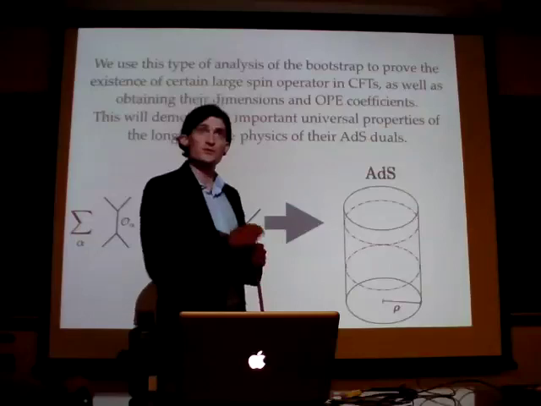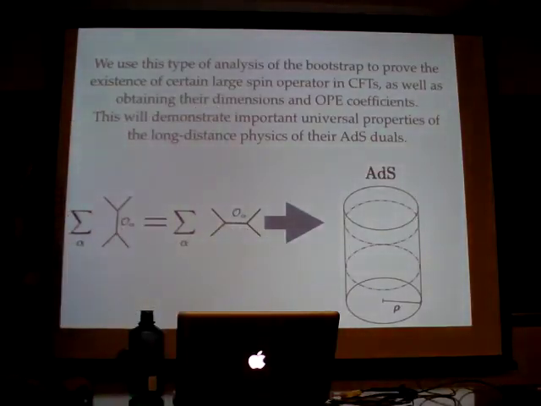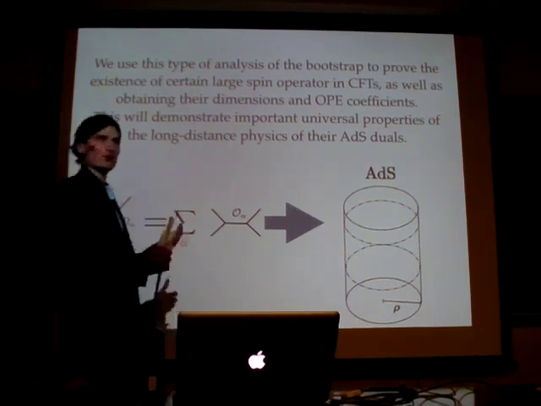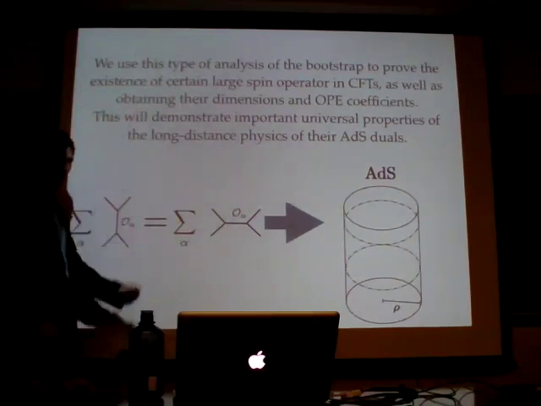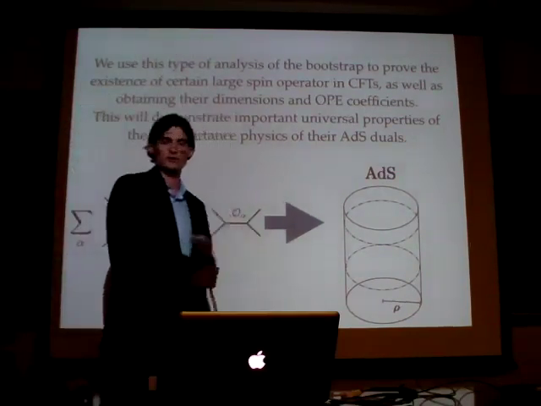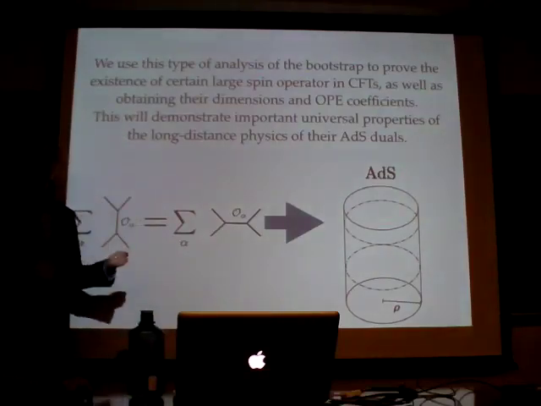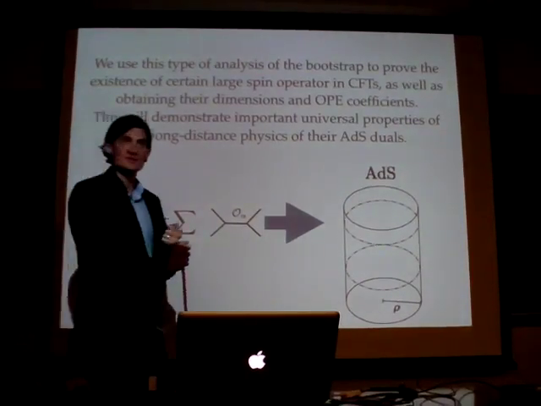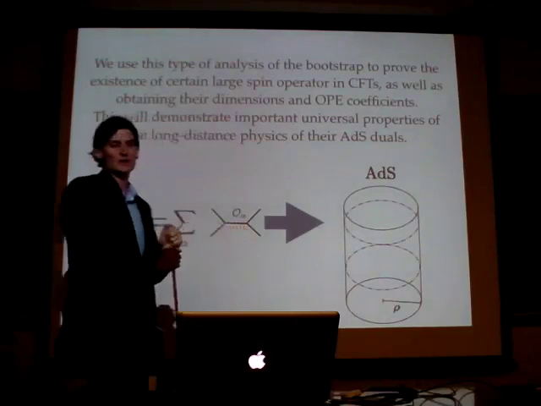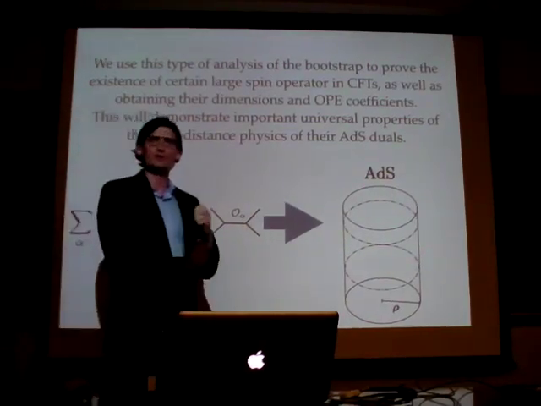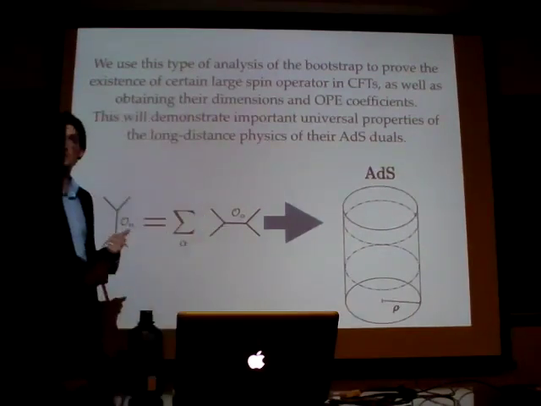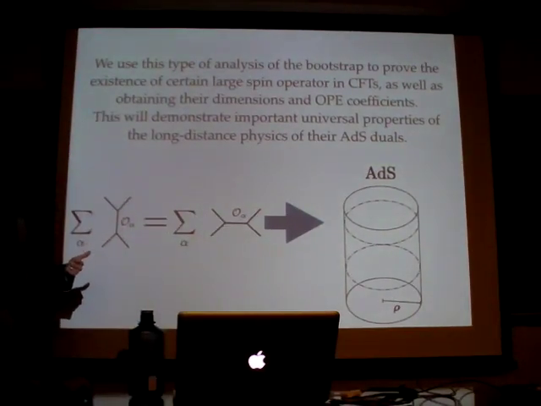We're basically going to do exactly the same type of analysis in the bootstrap equation. We have a singularity that has to be reproduced. We have a sum over operators with large angular momentum or large spin. This is going to allow us to prove the existence of certain large spin operators in conformal field theories. It'll let us determine their scaling dimensions and their OPE coefficients. This will in turn demonstrate certain universal properties of the long-distance physics in anti-de Sitter space.